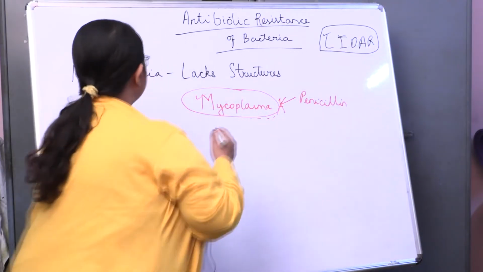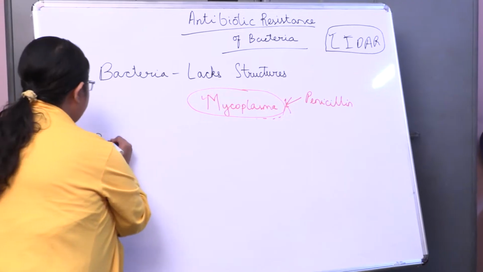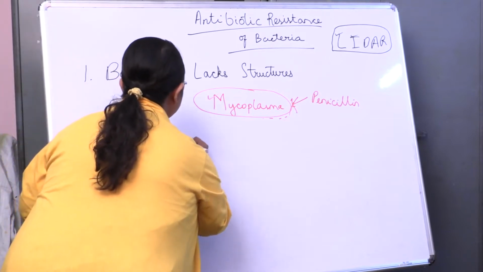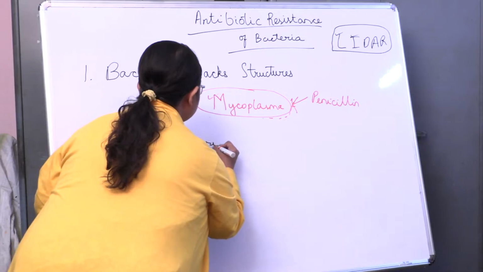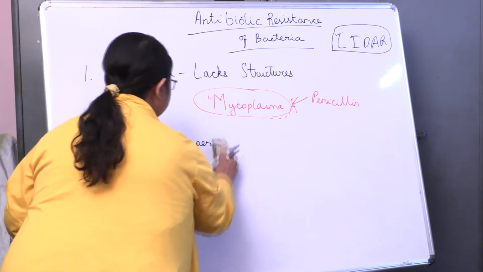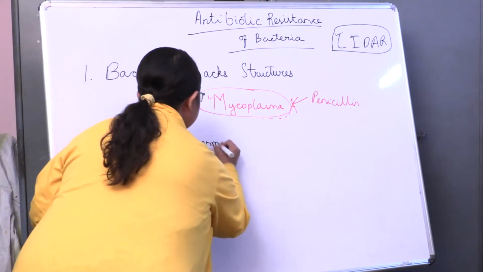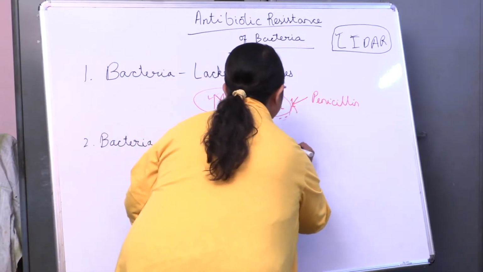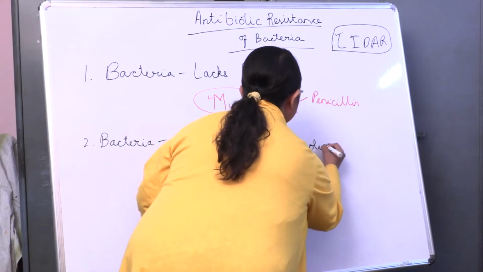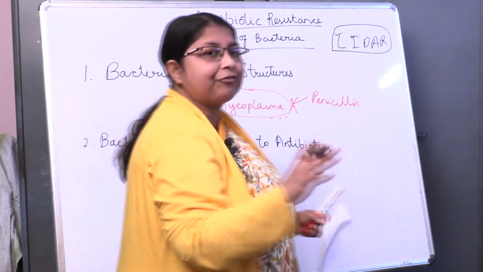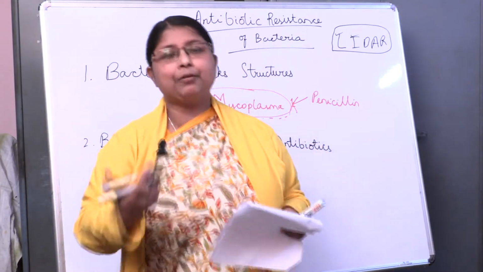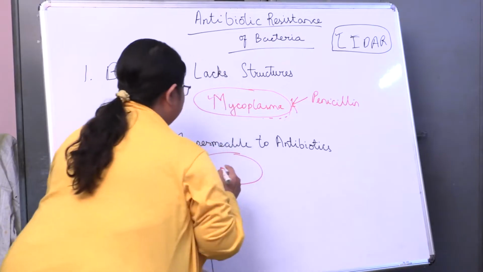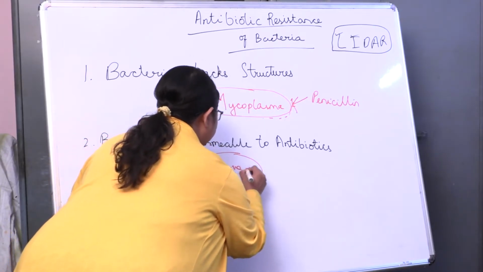Next is I. Bacteria is impermeable to antibiotics. That is, the antibiotics are not able to enter within the bacteria. Say some gram-negative bacteria. Suppose this is a gram-negative bacteria.